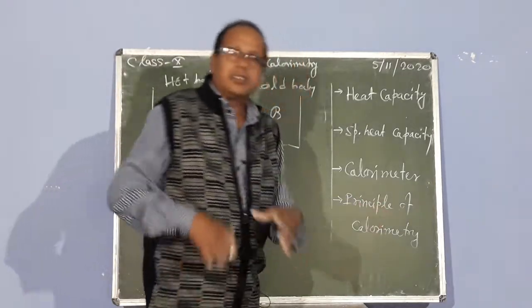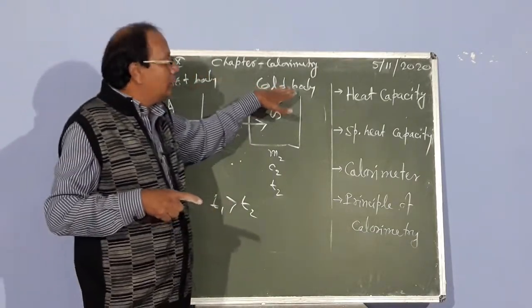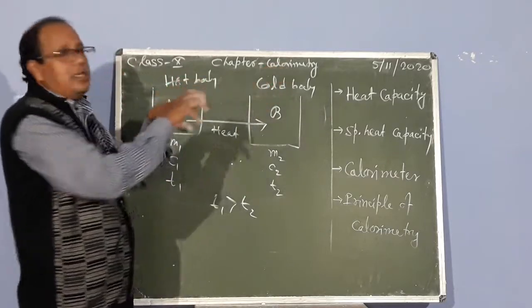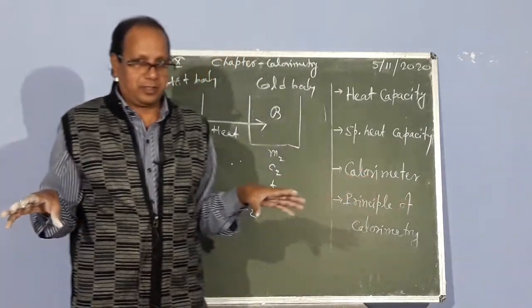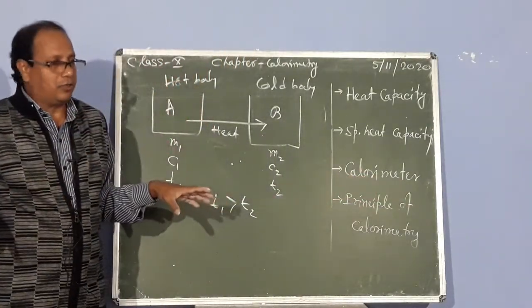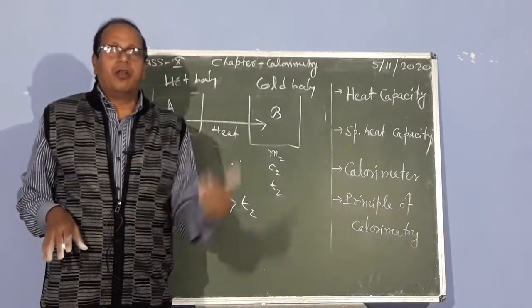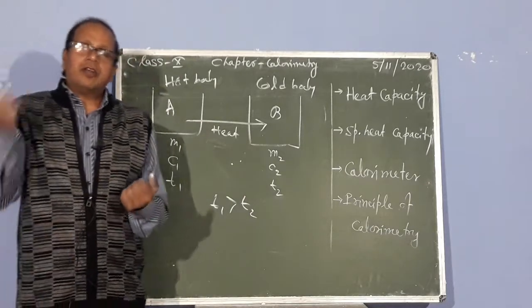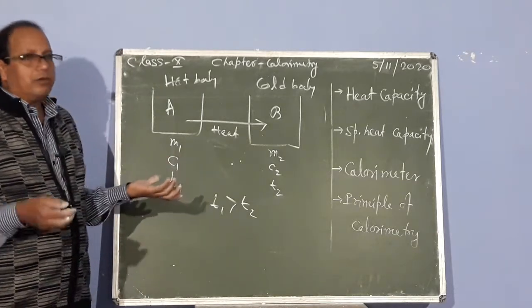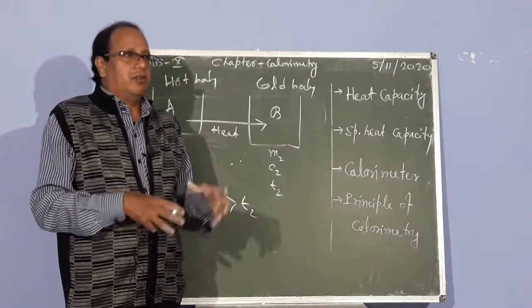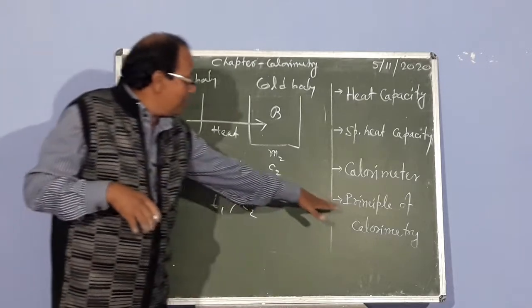What is the principle of calorimetry in short? We can say the heat lost by the hot body is equal to the heat gained by the cold body when they are kept in contact. Of course, you have to think that there is no loss of heat energy to the surroundings. That's why we can say the principle of calorimetry depends on the law of conservation of energy. In the law of conservation of energy, we have seen that there is no loss of any energy. So one body gains and another body loses, and that is the principle of calorimetry.